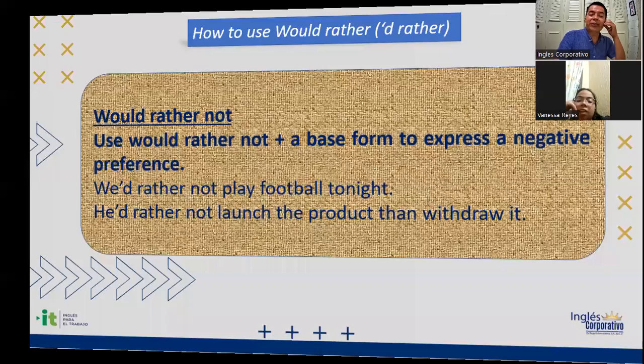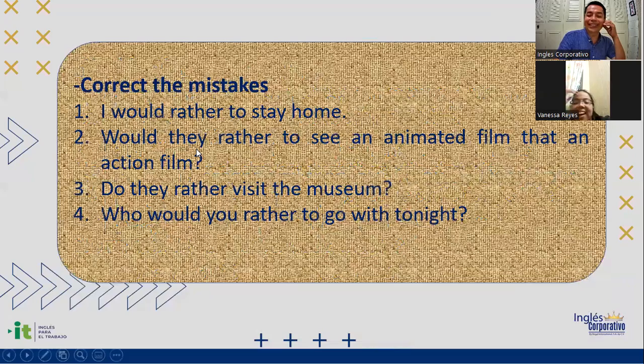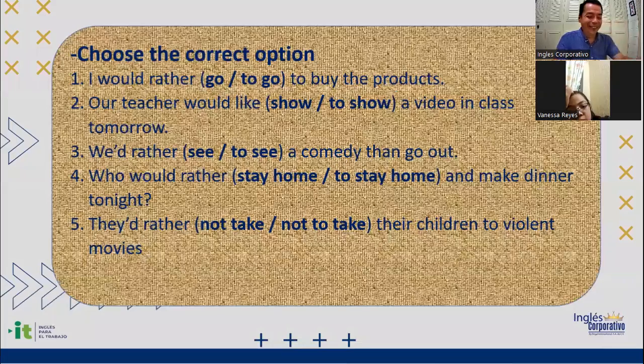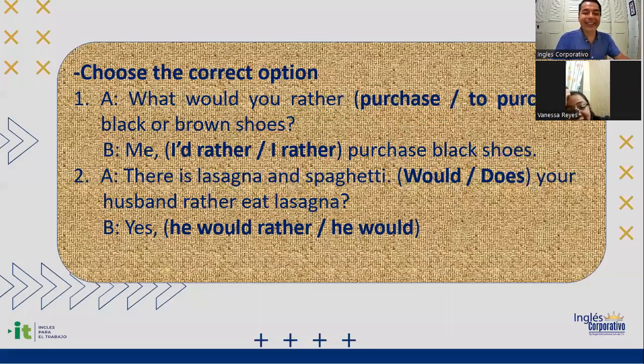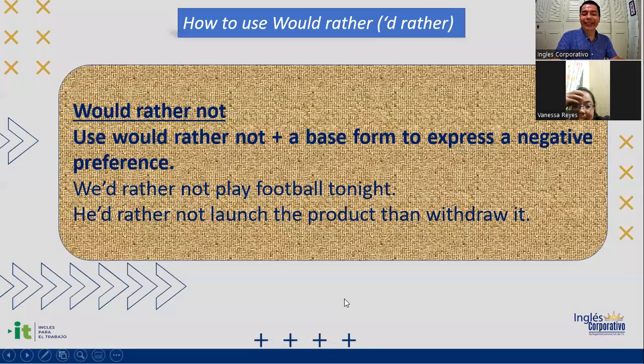I have a lot of exercises here, because if not, I have a lot of exercises. Right, Vanessa? Don't worry, I understand. Okay, good. I would rather not. It's a negative, right? It's the base form.